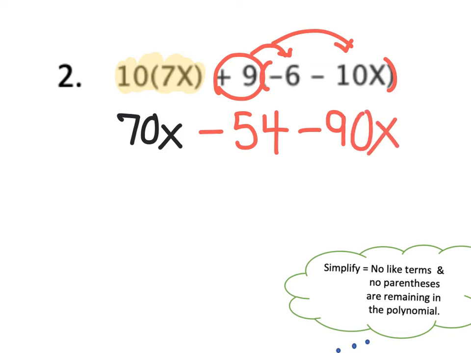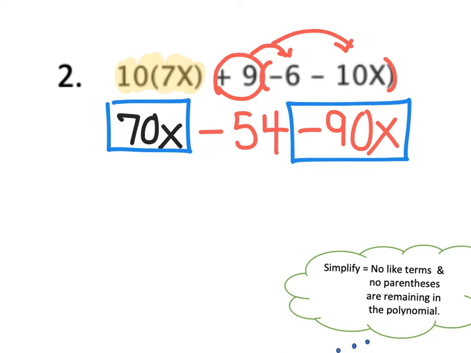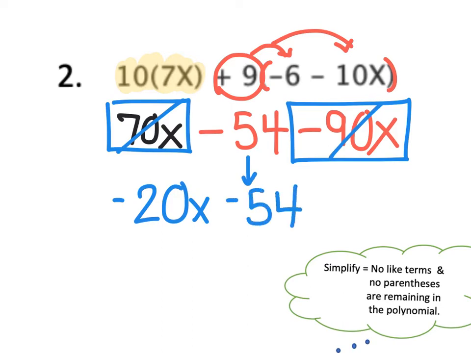So I handled the multiplication first, and I do that by order of operations. Secondly, I need to see if I have any like terms where I can add, and I do. I have 70x, which is like with negative 90x. So I'm going to combine those. 70 minus 90, or 70 plus negative 90, same thing, is negative 20x. Cross those off, and I bring down the constant of negative 54. Now I'm done because there are no like terms and no parentheses remaining.